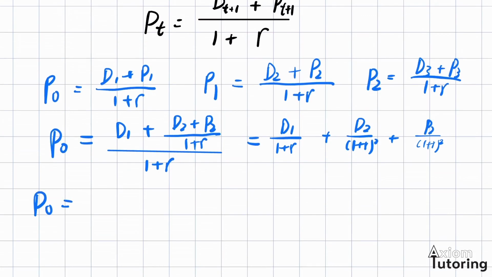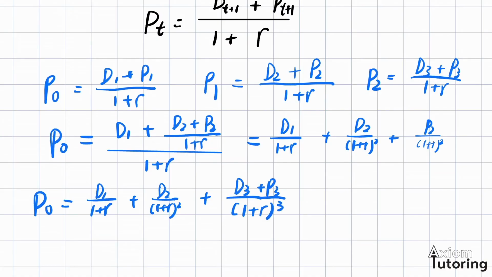So P0 here is going to be D1 discounted, D2 discounted twice, assuming the same expected return. With P2, we expand it into D3 plus P3, divided by 1 plus R to the power of 3. Because we have 1 plus R to the power of 2, but then we discount it further once more, so we have to the power of 3. And now you can see the pattern here. We can continue to expand the price using this generalization.